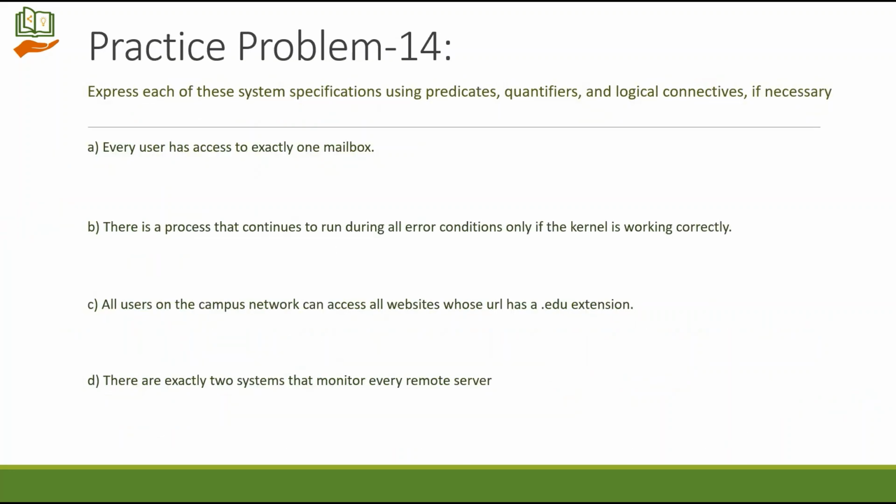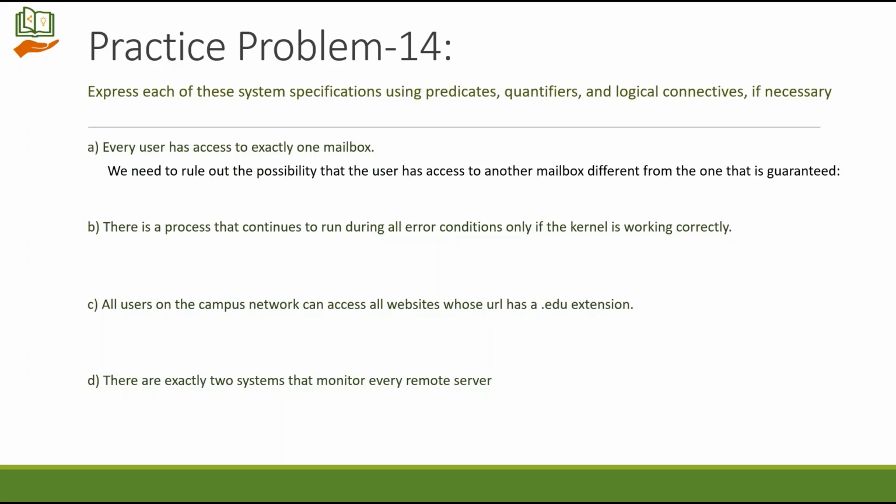Next problem. Express each of these system specifications using predicates, quantifiers and logical connectives if necessary. Every user has access to exactly one mailbox. We need to rule out the possibility that the user has access to another mailbox different from the one that is guaranteed. We can say access of user to mailbox means user U has access to mailbox M. So how can we write it in terms of specification?